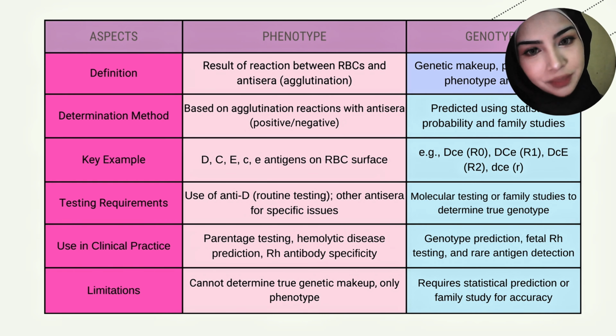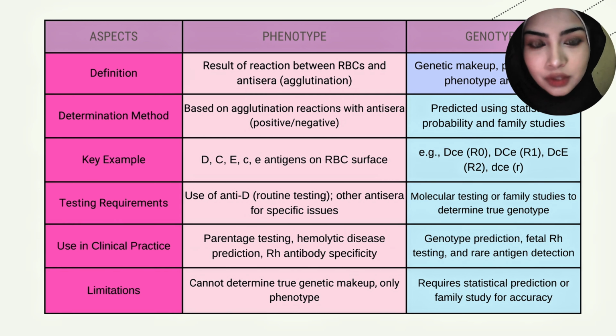So what is the determination method for phenotype and genotype? For phenotype, it is based on agglutination reaction with antisera, which is positive or negative. Meanwhile, genotype is predicted using statistical probability and family studies. For a key example, we can see here D, C, E, small c and small e antigens on the RBC surface. And for genotype, it is Rhesus 0, DCE, Rhesus 1, DC and small e, as we can see.